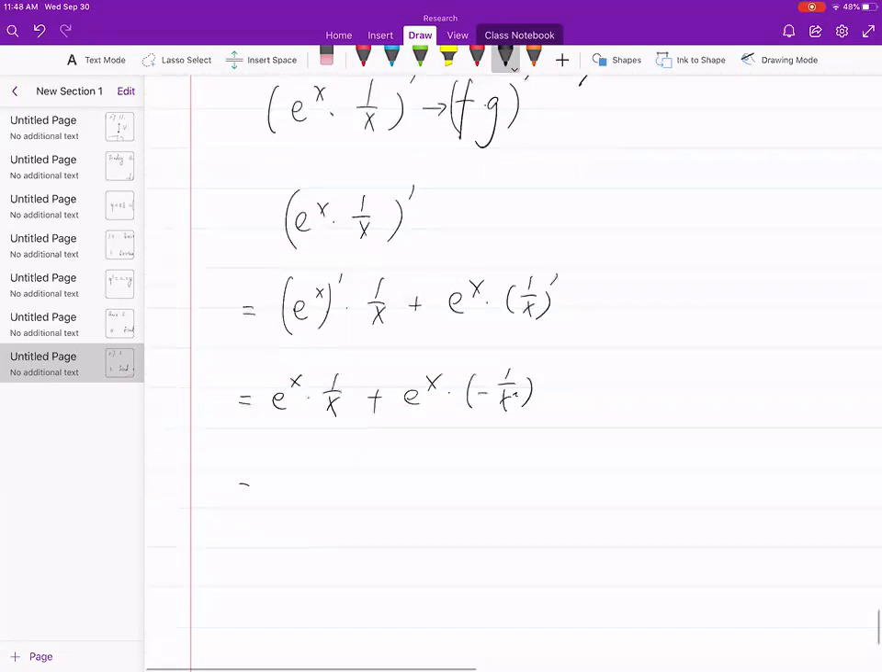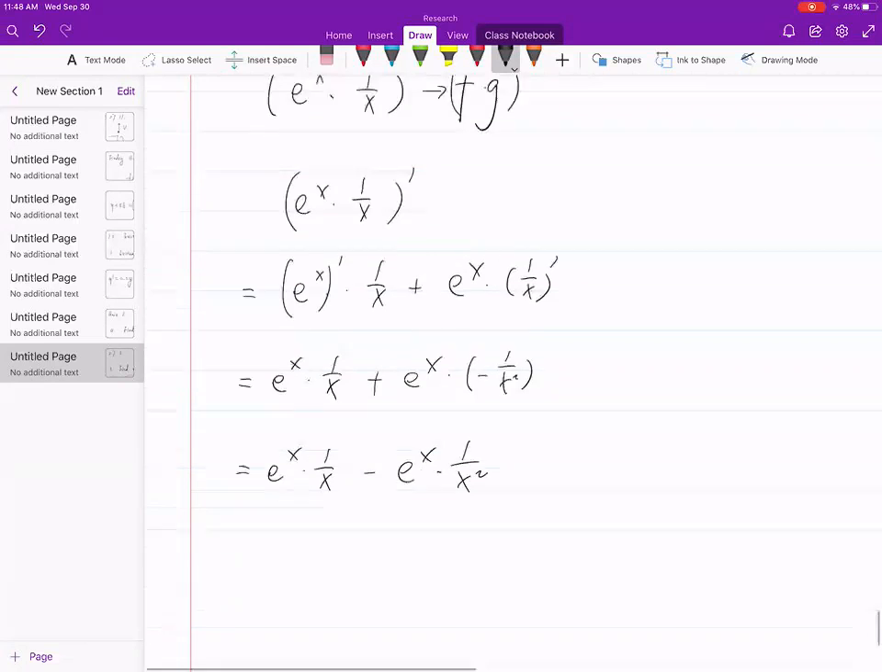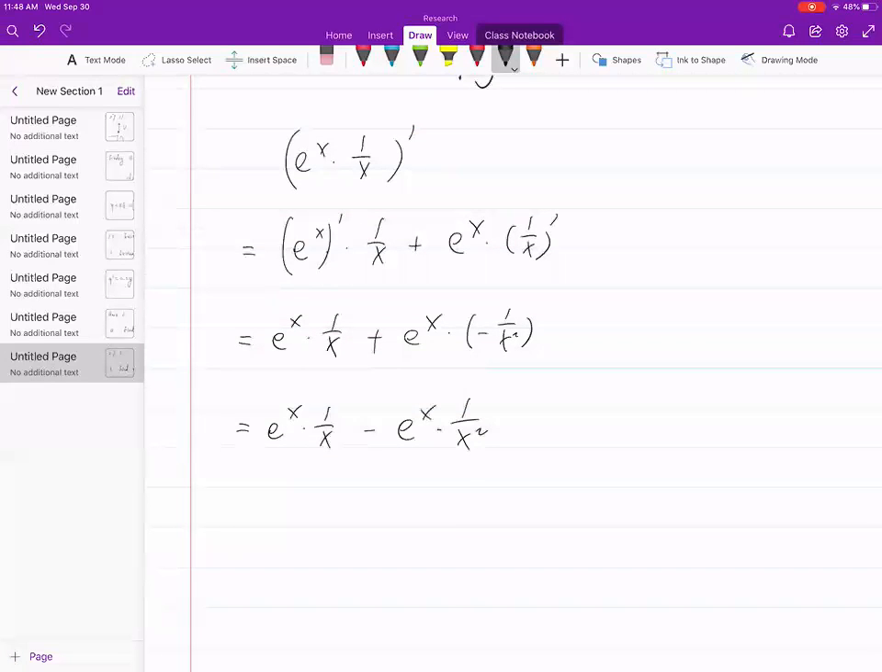So the final answer for this one is going to be e to the x times 1 over x minus e to the x times 1 over x squared. Now, do you remember the answer we got from the quotient rule? It's this. Okay? From here, you can see they are not the same.